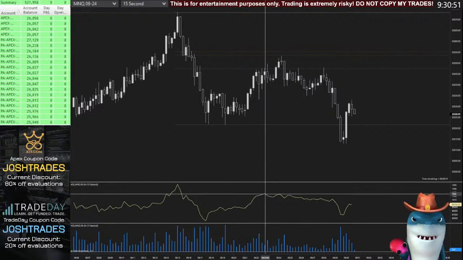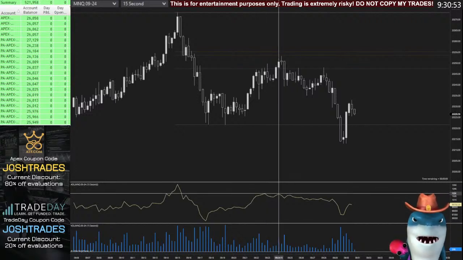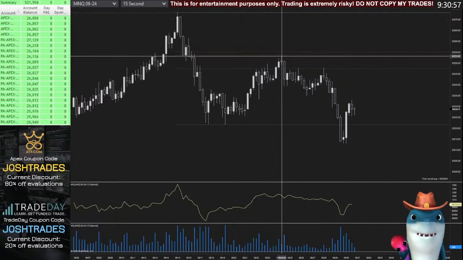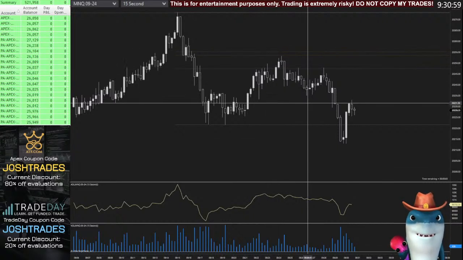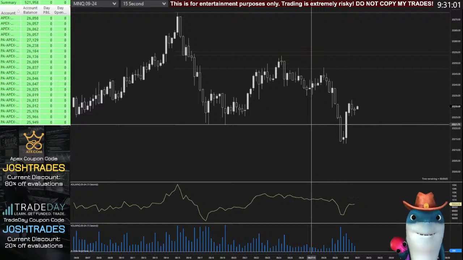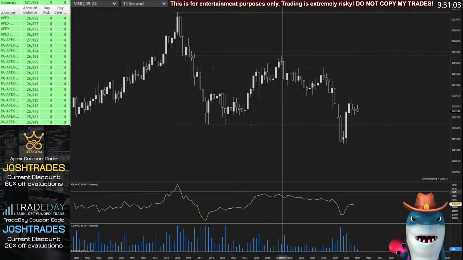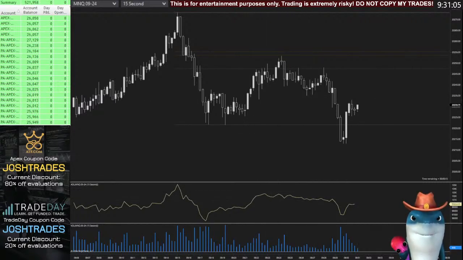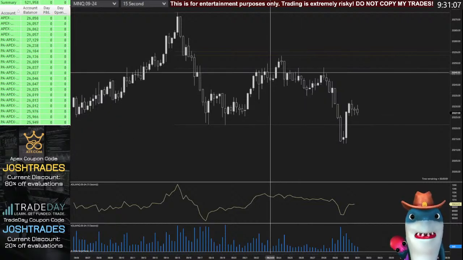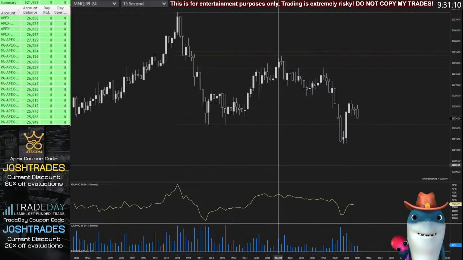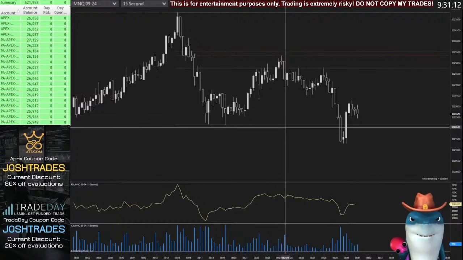And there was that slight divergence here where this is a lower high compared to this, and price put in a higher high. So that was a very slight divergence that personally I would not trade because it's so minor. It's like barely even there. But technically, that was a bearish divergence that played out.